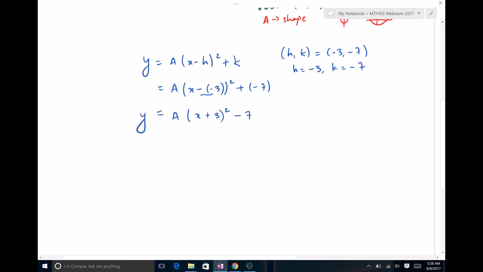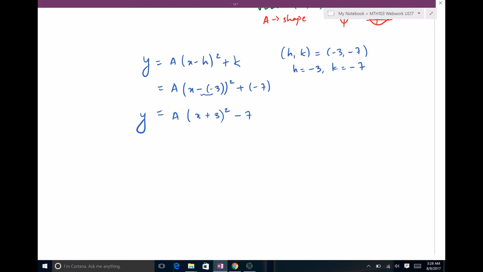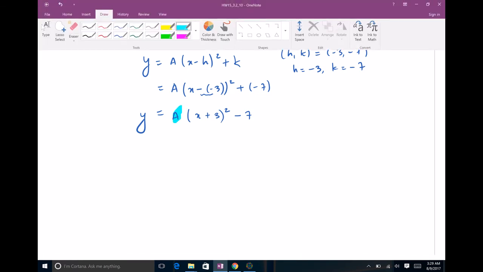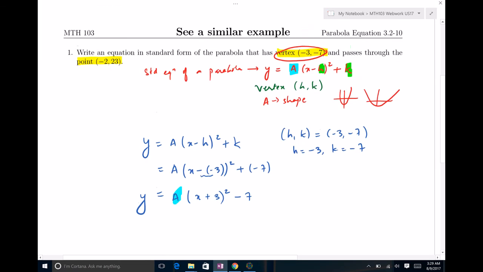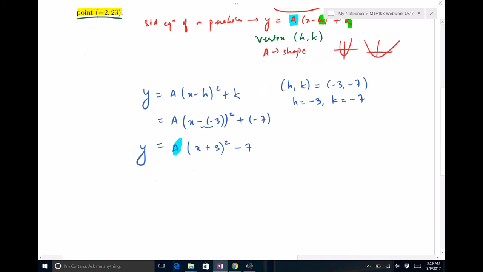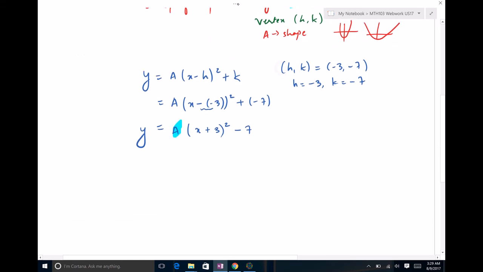Now this is the value of y. We still have a problem though. We still don't know what the value of a is, but we haven't used all of the information given to us. We're yet to use the fact that the parabola passes through the point (-2, 23). So that's what I'm going to do next.